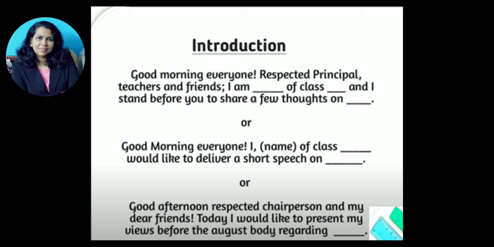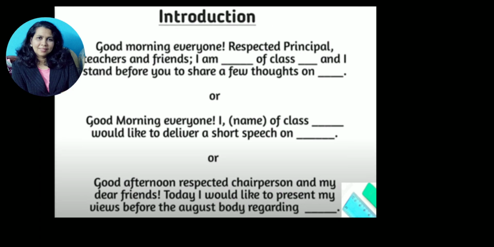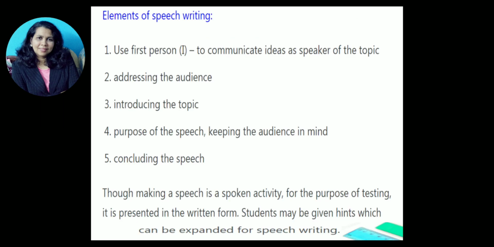So on. Now let us see the elements of speech writing. So 5 points are there. Use first person, that is I, to communicate the ideas. Second is addressing the audience, that is greeting, good morning. Then topic, what is the topic you are going to speak about? That is maybe road safety, women empowerment. The fourth is the purpose of the speech.